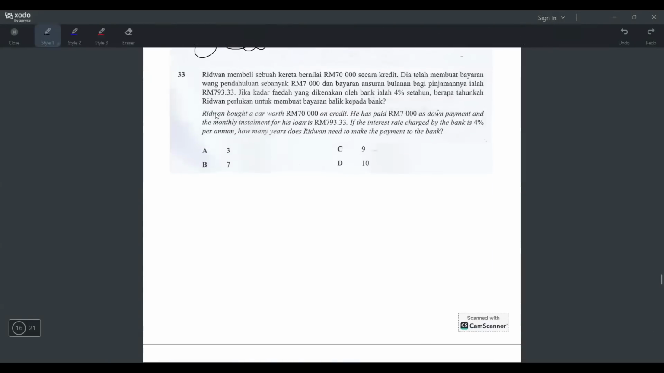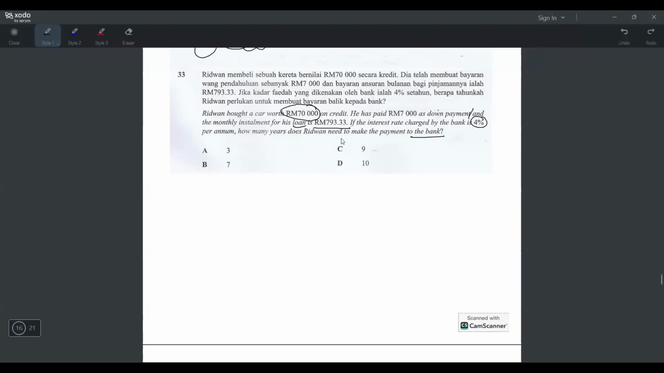Okay, 33. Let's do the English. Read the English version. Reid one bought a car worth 70,000 ringgit. He has paid 7,000 as down payment. So 7,000 ringgit already paid. And then the monthly installment for his loan is 793.33. Loan means borrowing, right? Because he already paid 7,000 himself, the balance he will borrow from the bank and then pay monthly. And this is the monthly installment. If the interest rate charged by the bank is 4% per annum, how many years does Reid need to make the payment to the bank?